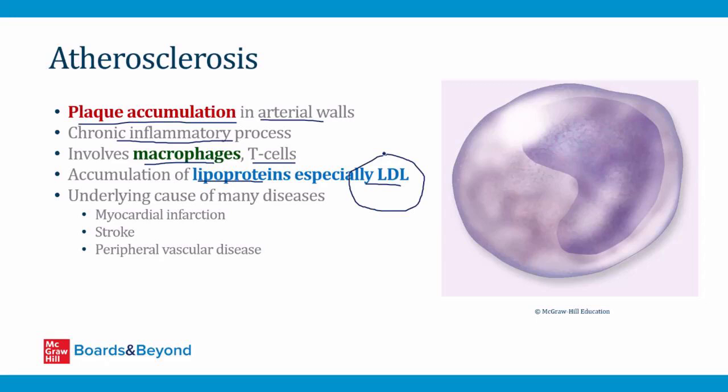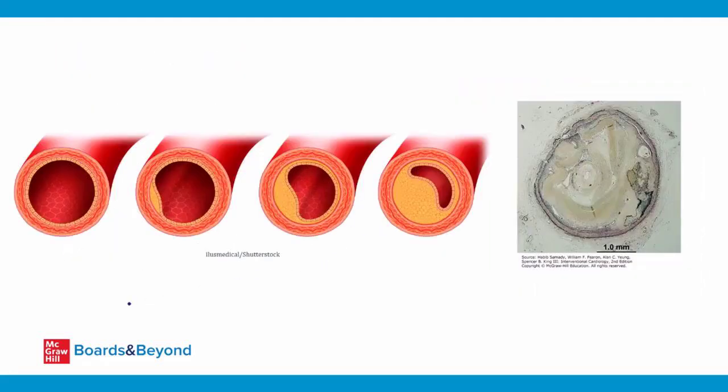LDL is called the bad cholesterol, and it gets that nickname because it's found in the walls of arteries of people who have atherosclerosis. And atherosclerosis underlies many diseases, but the big ones are coronary disease like myocardial infarction, stroke, and also peripheral vascular disease. All of these things are caused by the buildup of plaque in the walls of arteries. So we're going to talk about the process of atherosclerosis developing over time, but here's a cartoon that depicts that process. It begins with a normal artery, and then the plaque begins to grow and accumulate until it can obstruct almost all of the vessel lumen.